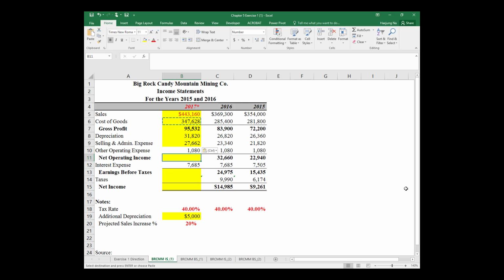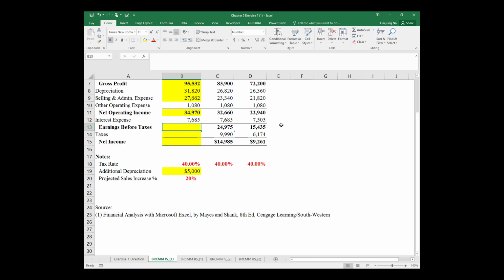Then it's time to calculate net operating income. And how would you calculate net operating income in this case? This is a subtotal. So gross profit minus depreciation minus sell admin minus other. Right? So you're just subtracting everything from the gross profit. And then it's time to calculate earnings before taxes. Again, it's a subtotal, and how would you calculate it? It's net operating income minus interest expense, right?